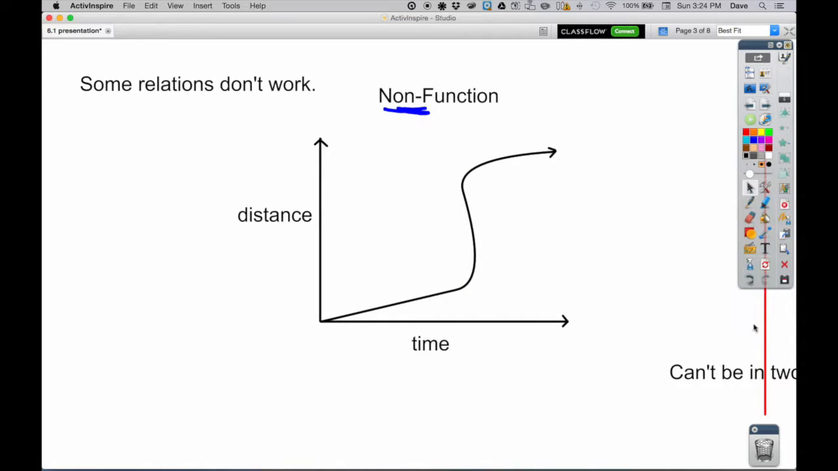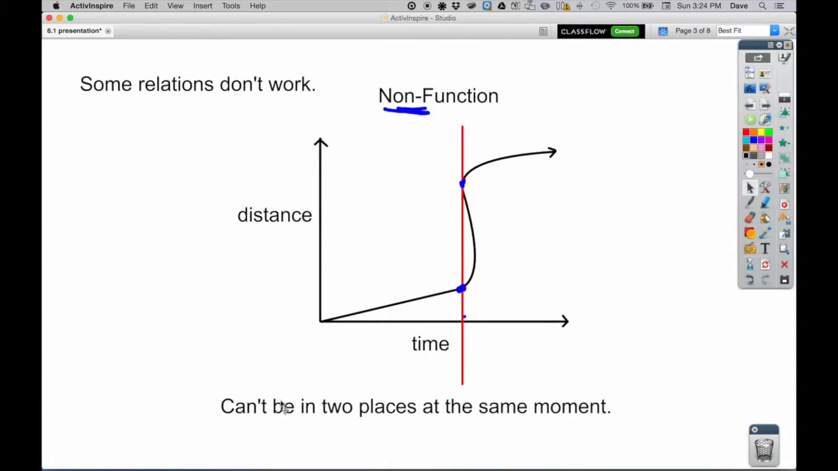Let's do this. I'm going to bring this line over, and let's say I start sliding it across. This is my time indicator. As I slide the time, you can see my distance increases, and then you hit right here. Right there is what we should be looking at, because this doesn't make sense. It's saying at this point in time that I'm this far away, but I'm also this far away. That doesn't make sense in the real world. It's not functional. There's no way I can be at two places at the same moment in time. So this would not be considered a function.